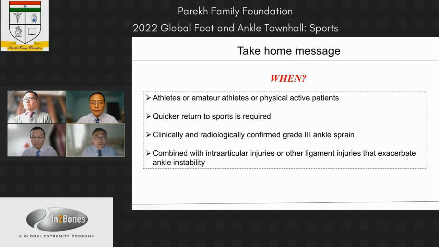So let's conclude when we can do the surgery for the lateral ankle injury. First, the athletes or amateur athletes or physically active patients. Second, quicker return to sports required. Then, clinically and radiologically confirmed grade 3 ankle sprain. Then, combined with intra-articular injuries or other ligament injuries that exacerbate ankle instability.